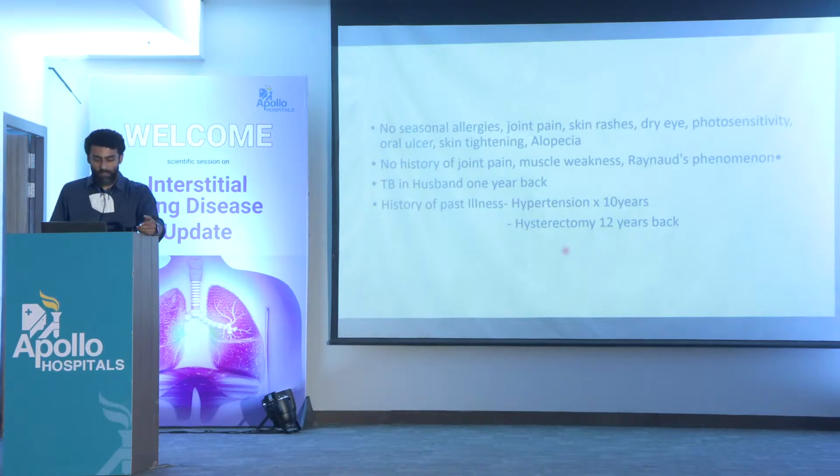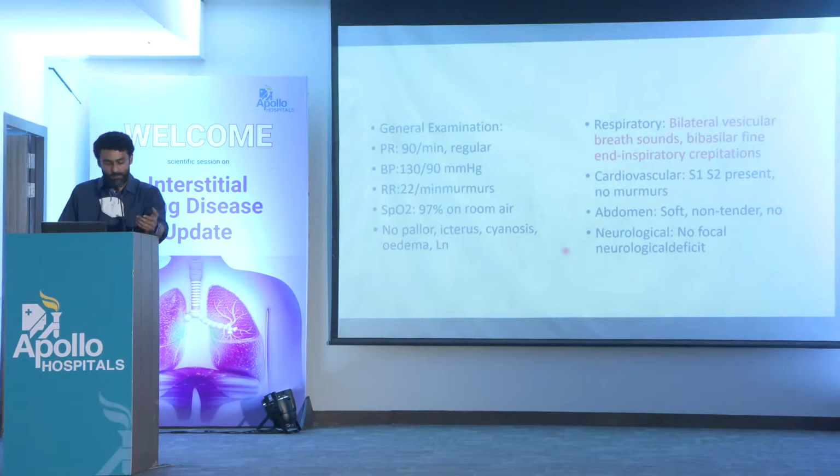There was a history of TB in her husband about a year back. Her past history was that she was hypertensive for 10 years, and there was a history of hysterectomy 12 years back. The general system examination was unremarkable. Respiratory system wise, there were bibasilar fine inspiratory crepitations, so again more in favor of some form of ILD.